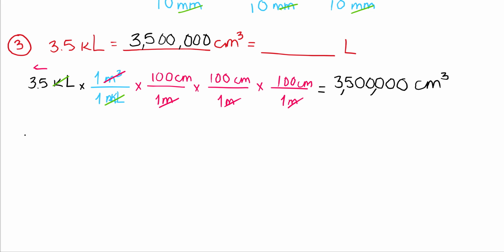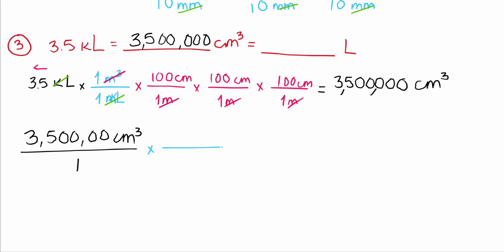And now to convert that into liters, I take this one times, and I know that 1 liter is equal to 1,000 cube centimeters. Therefore, I'm going to be canceling this 0 and this 0. Oh, I'm a little bit tired, as you can tell. My goodness. 0, 0, 0, 0, and the units as well. So my answer is going to be 3,500 liters. Wonderful.